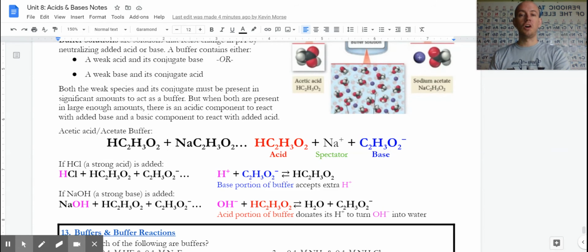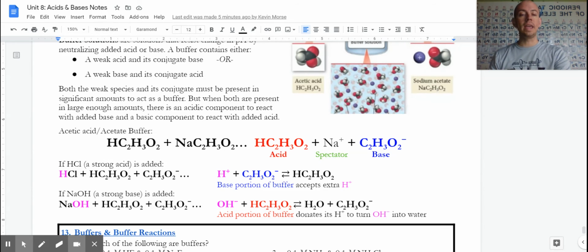If I added a strong acid to this solution, so all of those things are floating around, we would think maybe HCl is added to acetic acid and to the acetate ion. We would want to neutralize the addition of that hydrogen ion. Well, acetic acid isn't going to help neutralize the hydrogen ion, so the base portion of the buffer, the acetate, accepts the hydrogen, turning into acetic acid. As it says, it accepts the extra hydrogen.